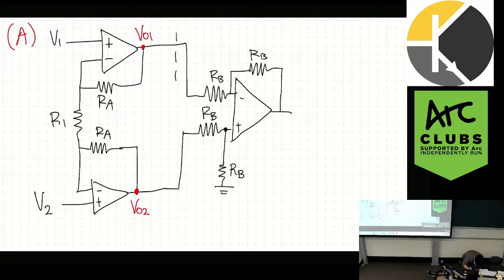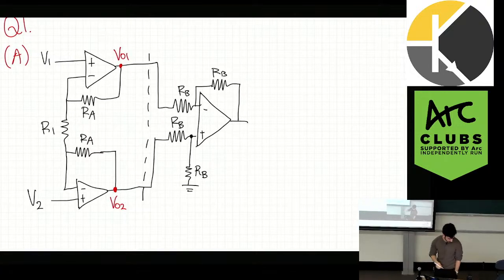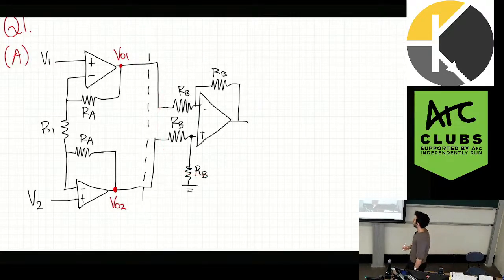So really we can split this circuit up into two parts. The first half, and the second half, which is this half, is a differential amplifier, hopefully you've seen before. It just subtracts this signal from this signal and multiplies it by some gain. But what would the gain of the second half be, just looking at it?